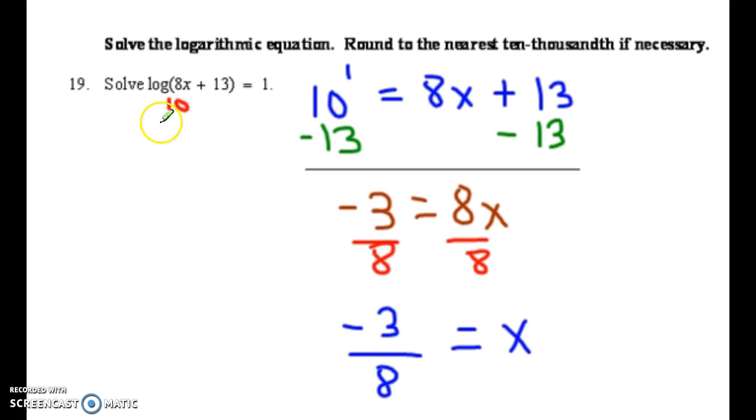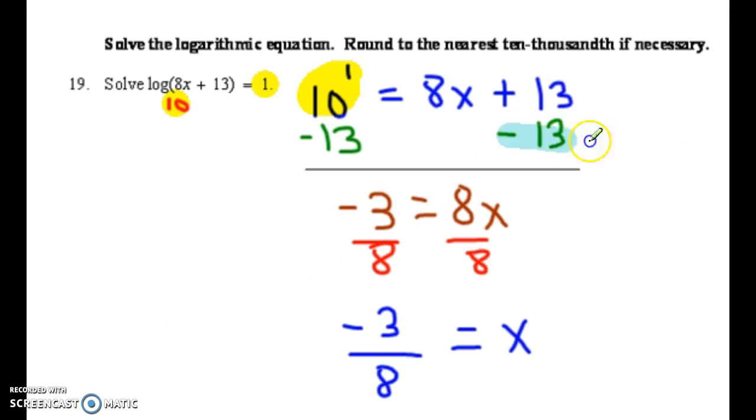In problem number 19, I'm going to solve the log equation. It is a common log, that means my base is 10. I have log on one side of the equation, so I'm going to solve this as an exponential function instead. So 10 to the first power, that's where that came from, equals 8x plus 13.